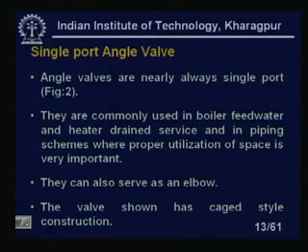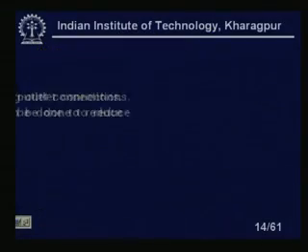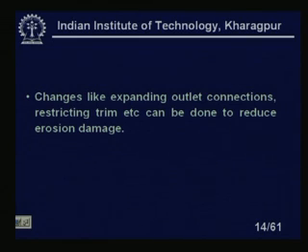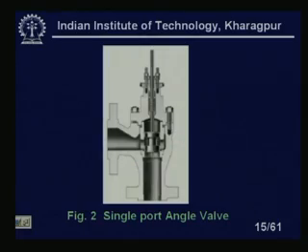The valve shown has cage style construction. Changes like expanding outlet connections, restricting trim, etc., can be made to reduce erosion damage. Erosion is a common problem you will find in control valves. You will see cavitation, and if cavitation is there, obviously erosion will be there. This is the single port angle valve.